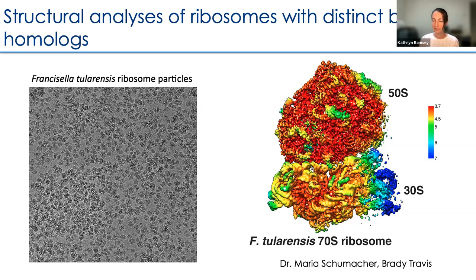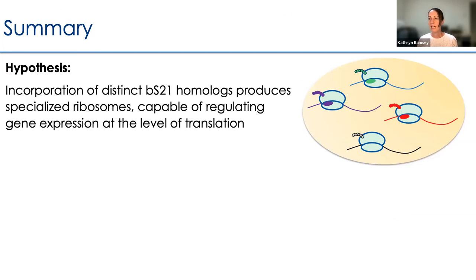So at this point, I'm just going to briefly summarize what I've told you so far, remind you our hypothesis is that incorporation of these distinct BS21 homologs may be producing specialized ribosomes, and this may lead to regulation of gene expression at the level of translation.